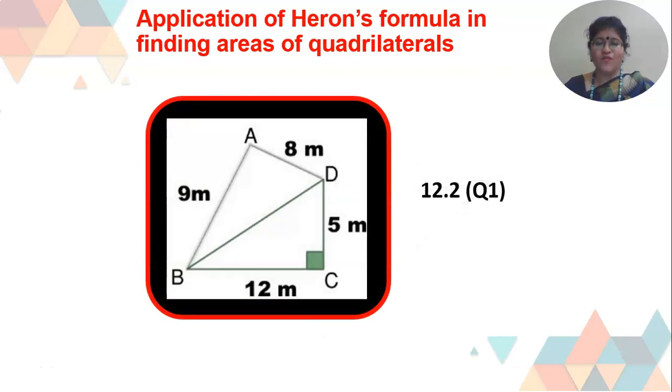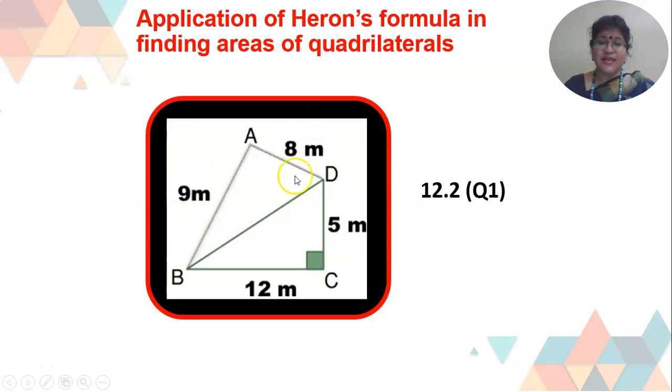Now, these are some of the questions that I have done from the textbook. We have finished 12.2 question number 1. Now, look at this quadrilateral. Like I mentioned earlier, would you be using Heron's formula to find the area of both the triangles?